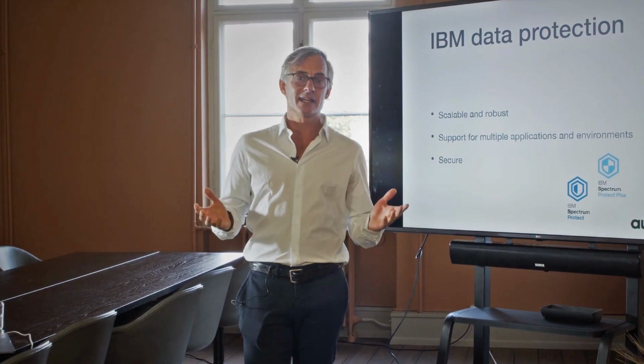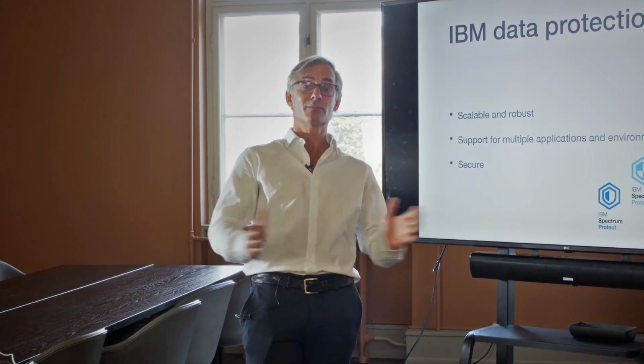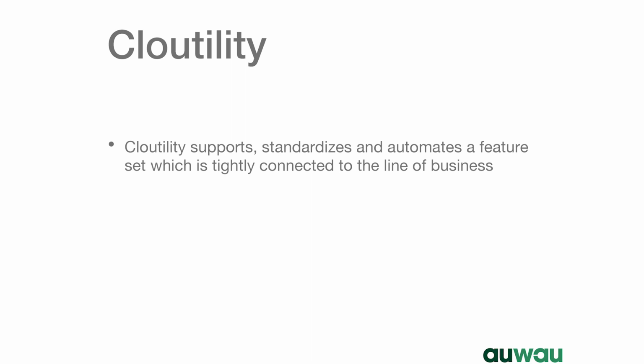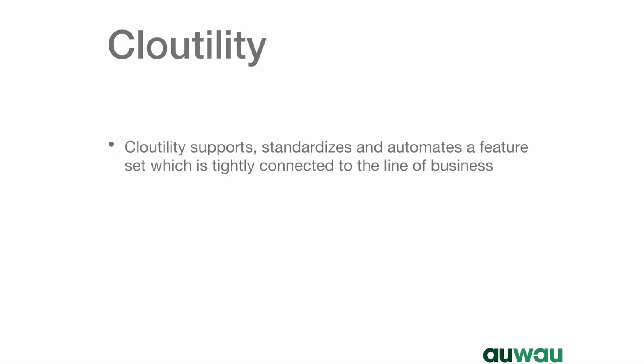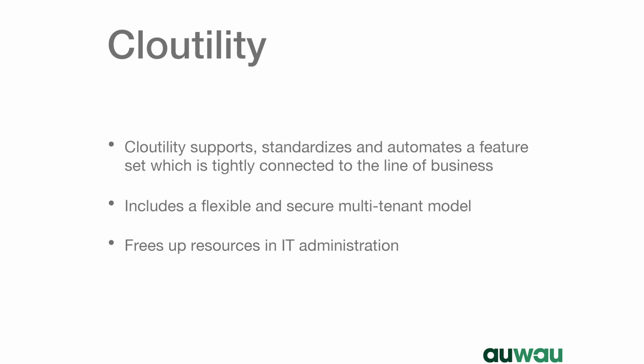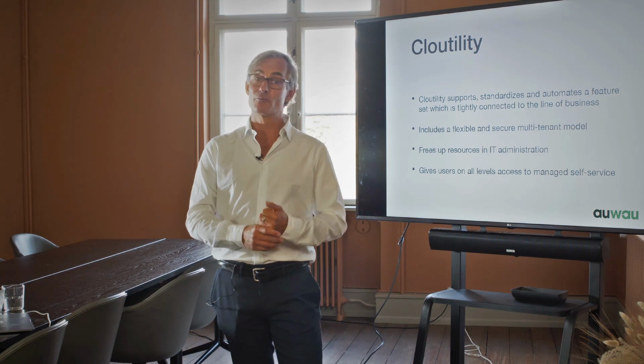And in a multi-tenant setup with multiple users spread across multiple locations, multiple departments, multiple customers, it is really important to have security features that will secure the whole setup. IBM provides this. Cloutility takes care of the business part of your backup as a service setup. It supports and standardizes and automates really a feature set tightly connected to the line of business. It includes the very flexible and secure multi-tenant model that segregates your customers and departments. It frees up resources within your IT department. And finally, it gives users on all levels access to self-service controlled by privileges, a role-based user interface.